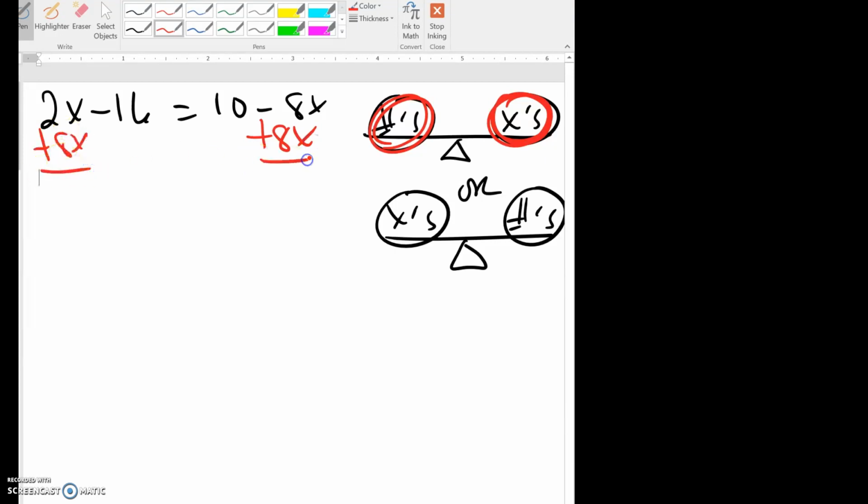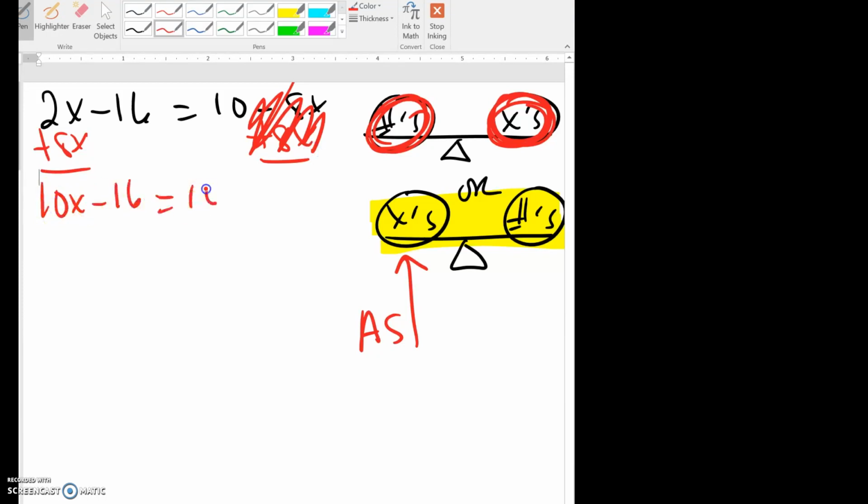And what we're really doing here is we're undoing order of ops. So add and subtract would be the last thing we're doing, so we're going backwards. So I'm going to use adding to get rid of any adding, and in the process I'm going to get x's on one side, numbers on the other. And in this case, I decided to put the x's on that side, numbers on the other. It does not matter. Okay, these go away. I get 10x minus 16 equals 10.